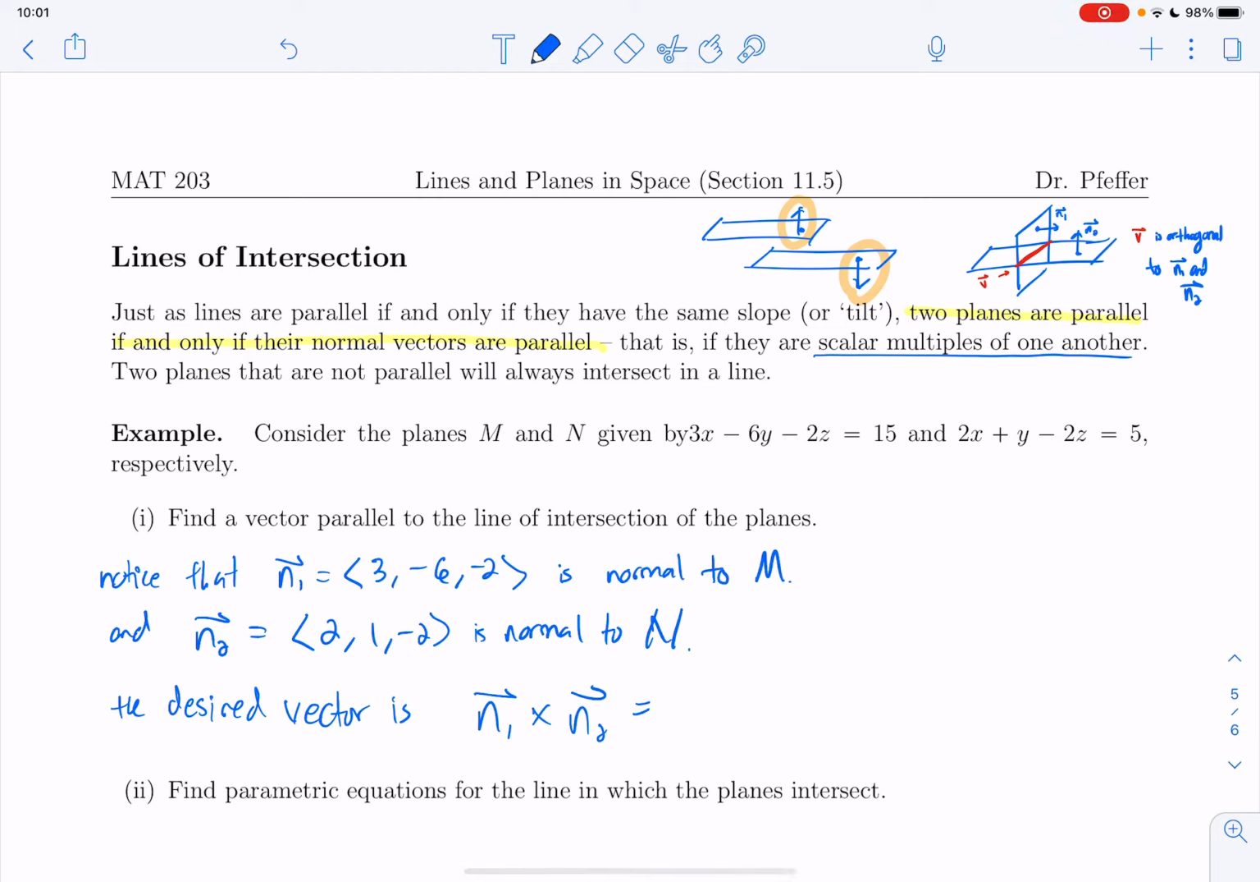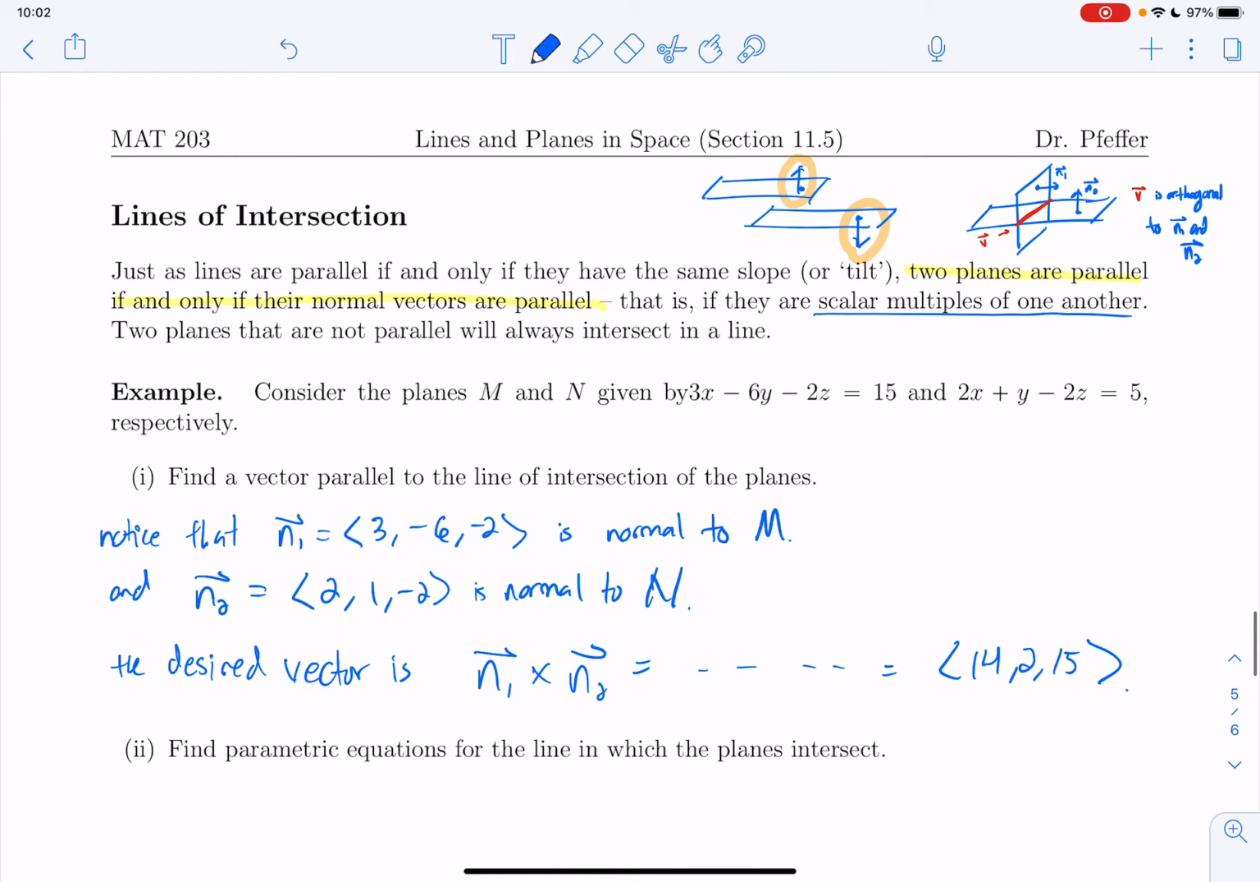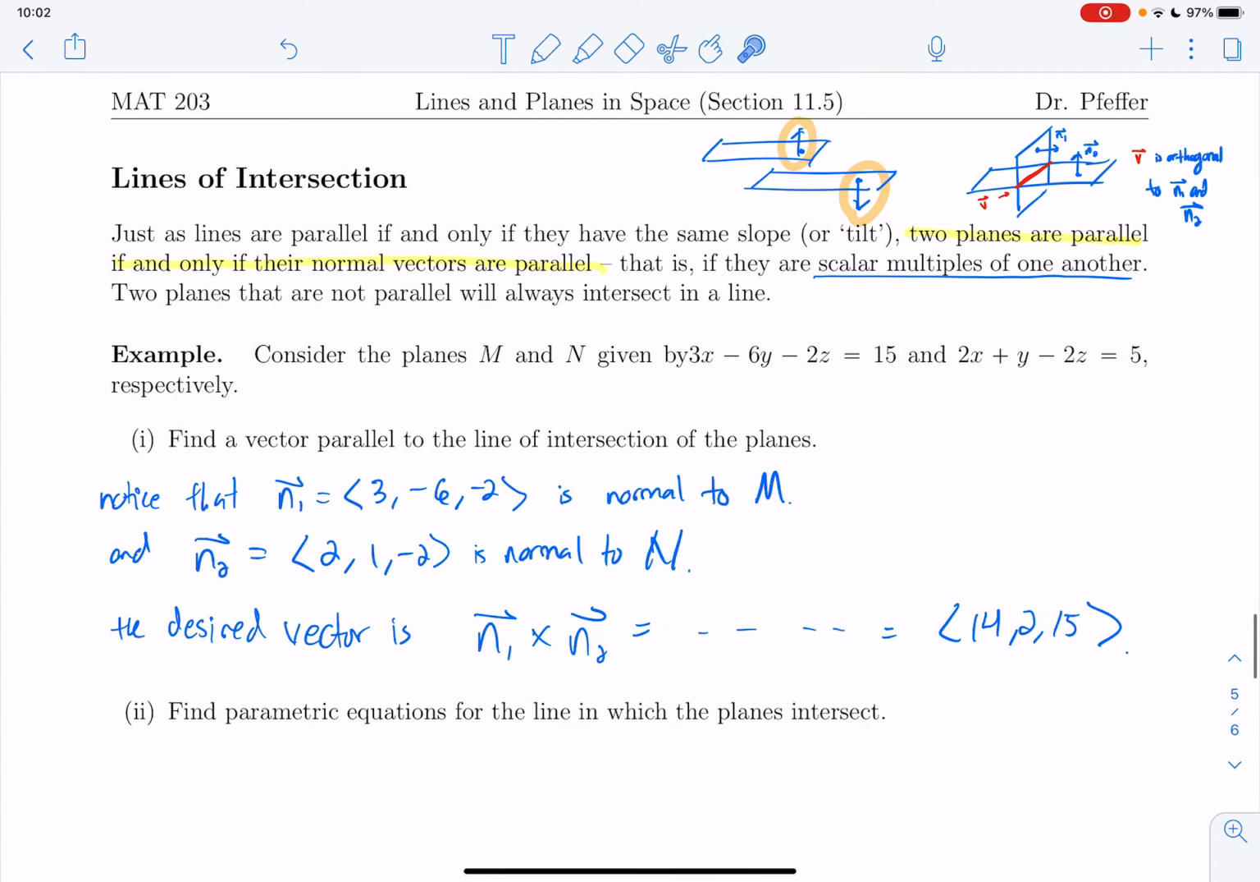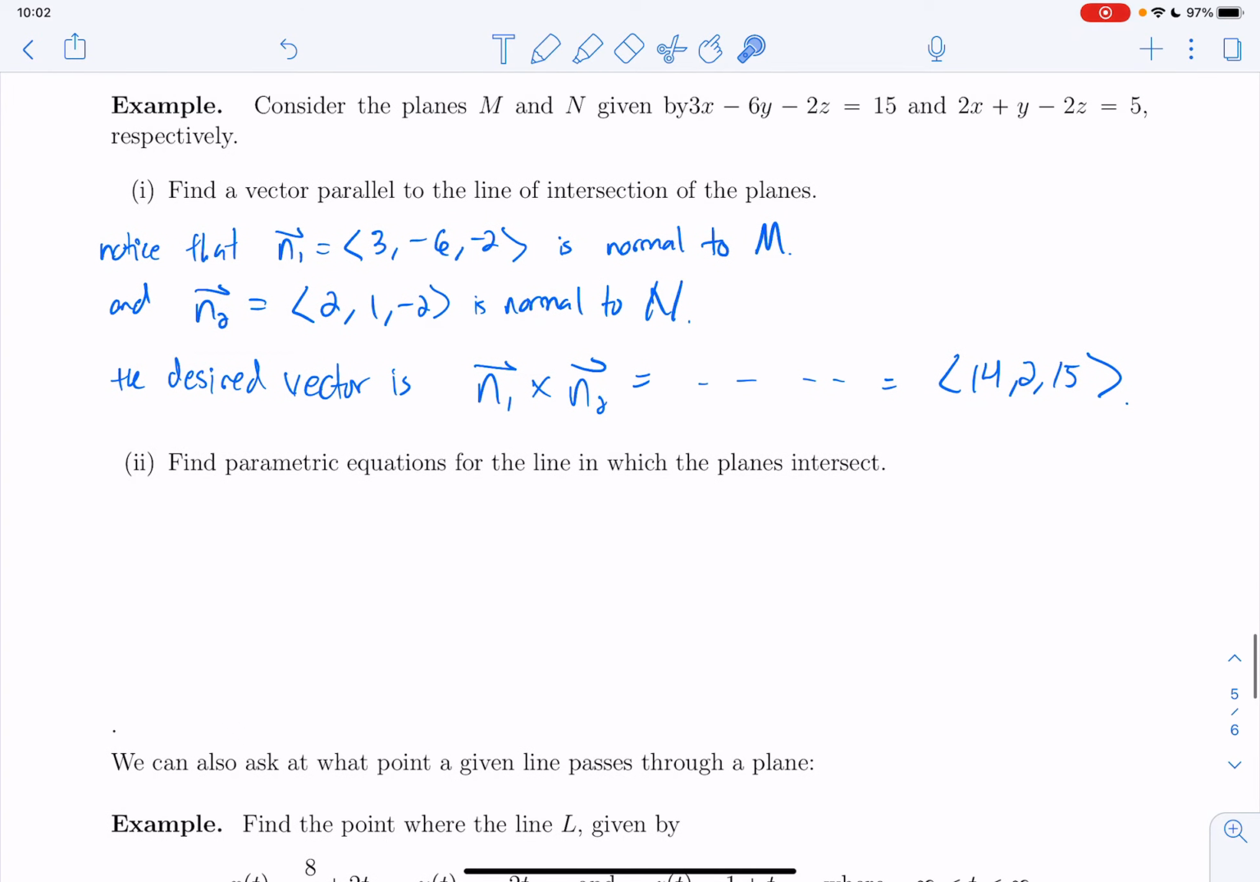So if you do compute this, of course, it'll take some work, but if you'd like to check your work, the final answer here should turn into the vector 14, 2, 15. And so, if this is going to be the vector parallel to this line of intersection, now that we have a vector for that line, the question is, can we find parametric equations for the line?